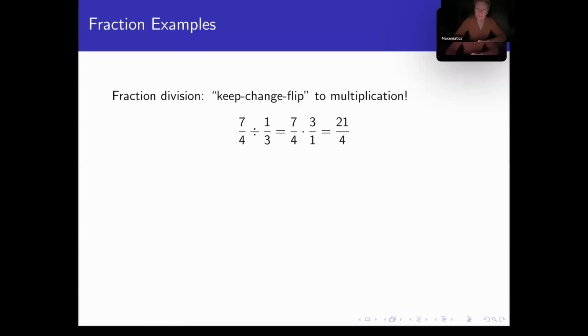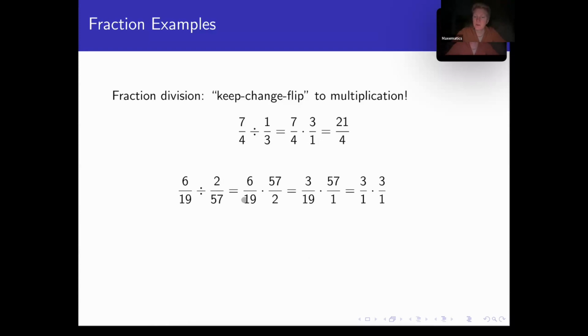So how do we do division? Keep, change, flip gets it to multiplication. 6 over 19 divided by 2 over 57. Keep, change, flip. Notice that 6 over 2 is 3 over 1, 57 over 19 is 3 over 1. 3 over 1 times 3 over 1 is 9.